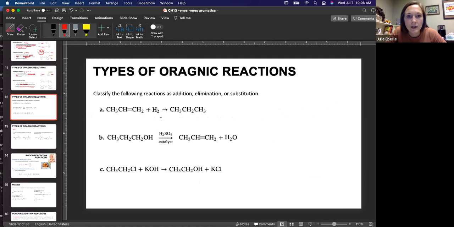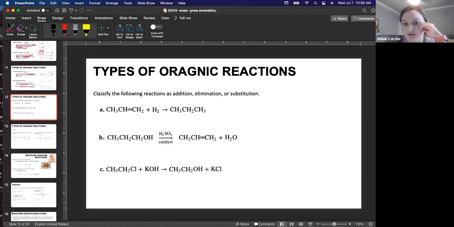Okay, so here, what do y'all think about A? We've got the double bond and we've got hydrogen, so we've got two things on the reactant side and one compound on the product side. So real quick at a glance, what do you think? Is it addition? Yep, it's addition.